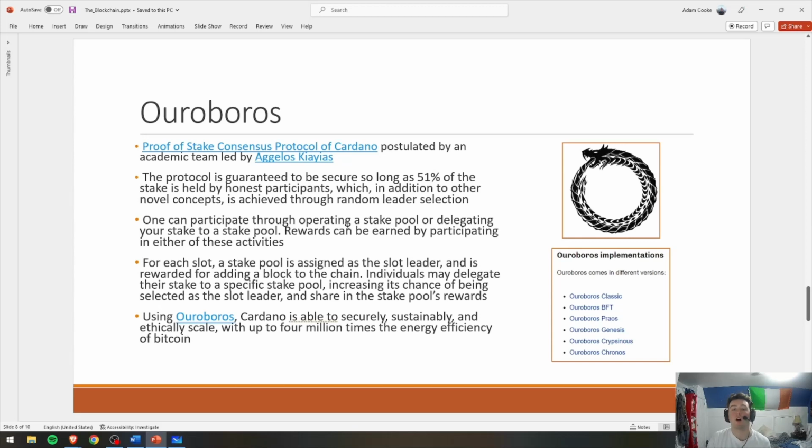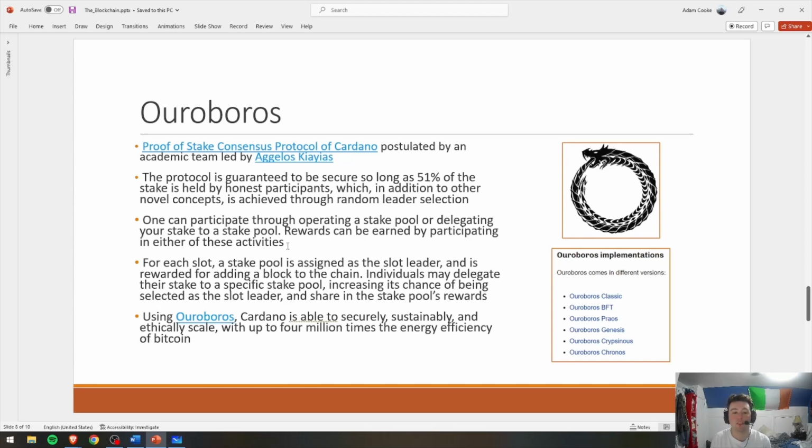One can participate through operating a stake pool or delegating your stake to a stake pool. So you can either run your own stake pool, stake your own ADA and be the individual to validate blocks or mint blocks, add blocks to the chain, or you can delegate your stake to a stake pool operator. And there are thousands of them on Cardano. Most people would just delegate. And rewards are earned by participating in these activities. So you're actually ensuring the decentralization of the chain when you delegate and when you operate a stake pool, and you are given rewards for this.